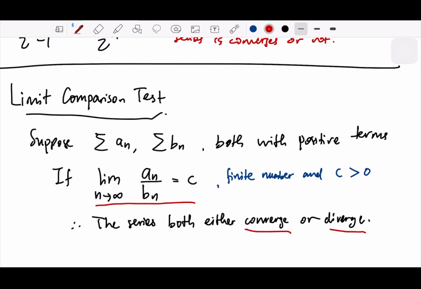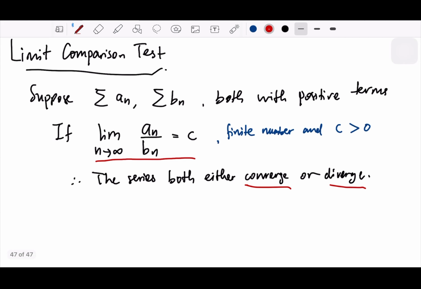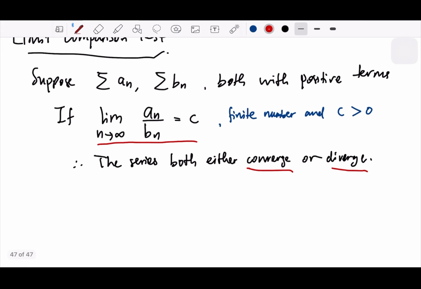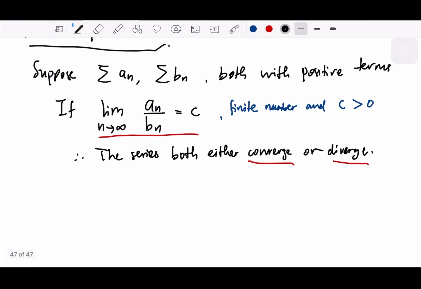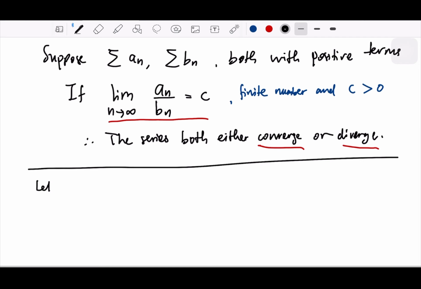Now, if we look at how these tests are proven to be true, we can take some time to check the inequality. Let m be less than c, less than the capital M. Both m and M are positive numbers.